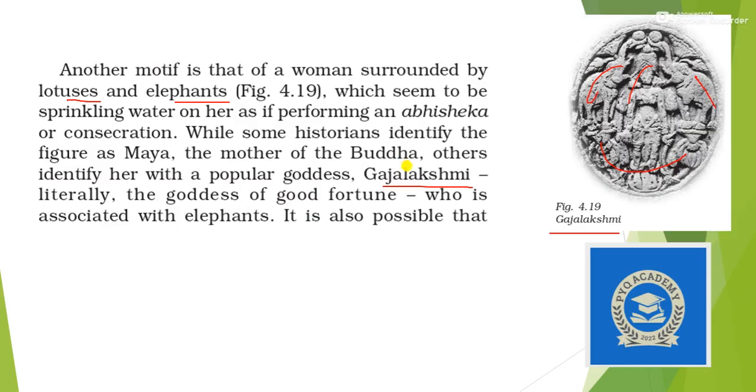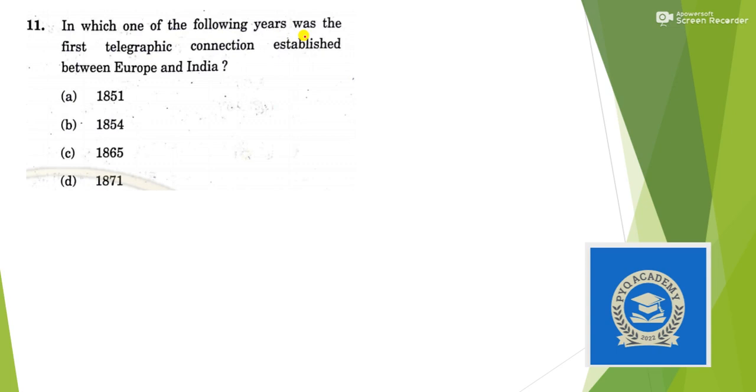Next, in which one of the following years was the first telegraphic connection established between Europe and India? Before this we knew when the telegraphic connection was established in India, that means from one city to another city within India. But the question is asking about between Europe and India. I don't know from which source it has been asked, but when I searched on Google, I found that it was nearly 1865.